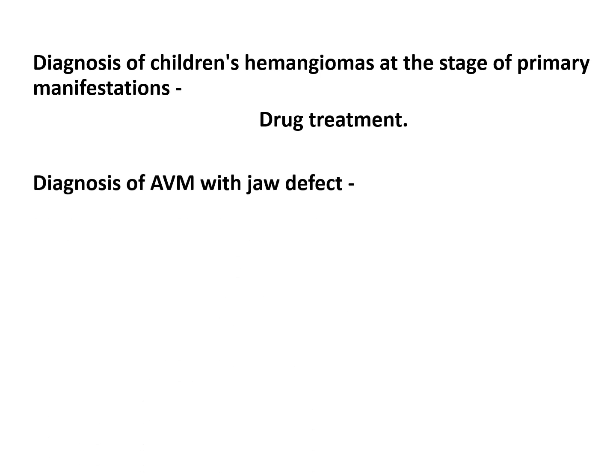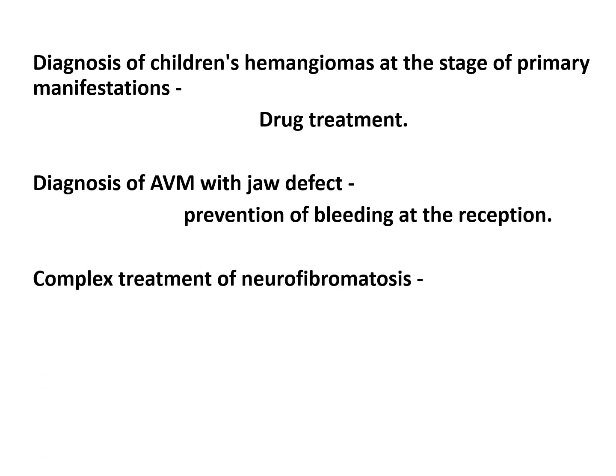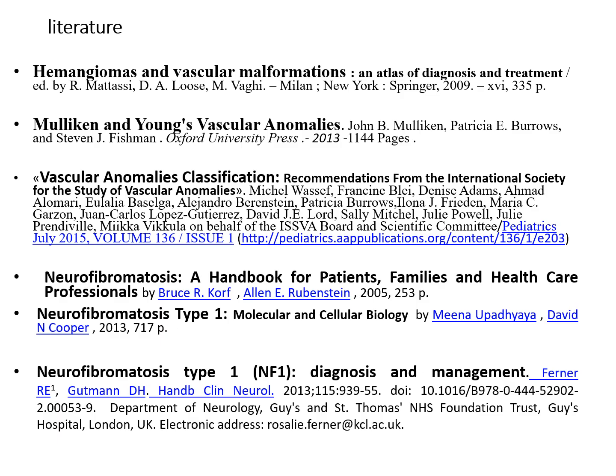How can we conclude this lecture? Diagnosis of children's hemangiomas at the stage of primary manifestation: we will use drug treatment. If we have a diagnosis of arteriovenous malformation with jaw defect, mostly we need to prevent bleeding and recurrence. And complex treatment of neurofibromatosis is prevention of complications. And here is some literature that you can use to understand this type of disease more deeply.